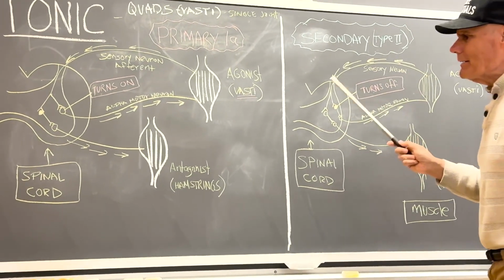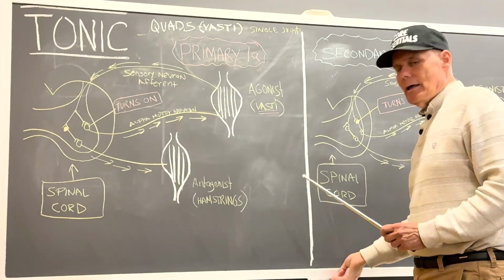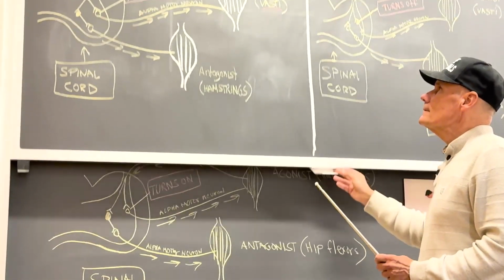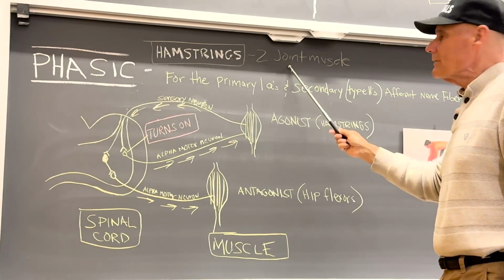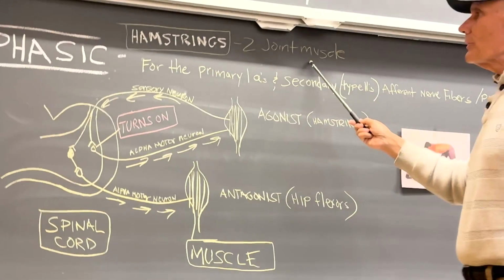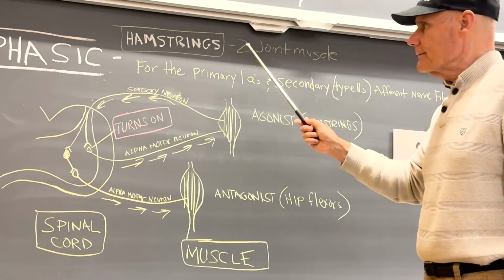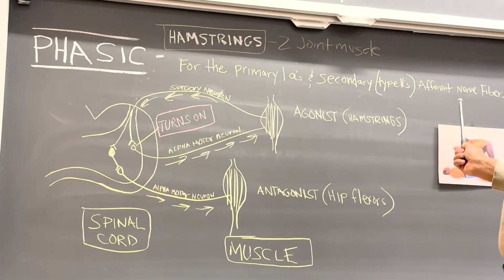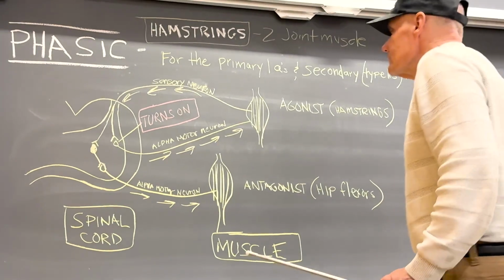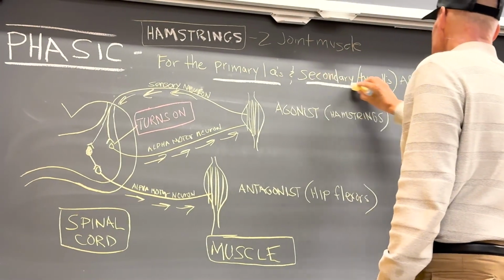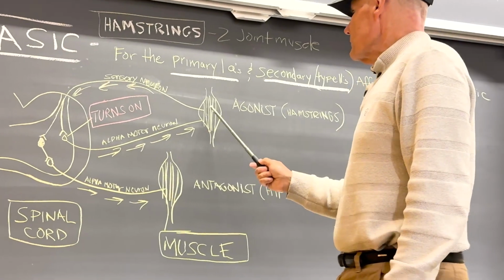All right, but what if we take the same information and we talk about a phasic muscle? Hamstrings. Remember we talked about it. Crosses more than one joint. It's built for large loads. We're talking about stretching now. We want to stretch the hamstring, okay? So if you notice, there's only one diagram here, and this diagram is both for the primary 1A's and the secondary type 2s. Okay? So let's look at the primary 1A's influence.